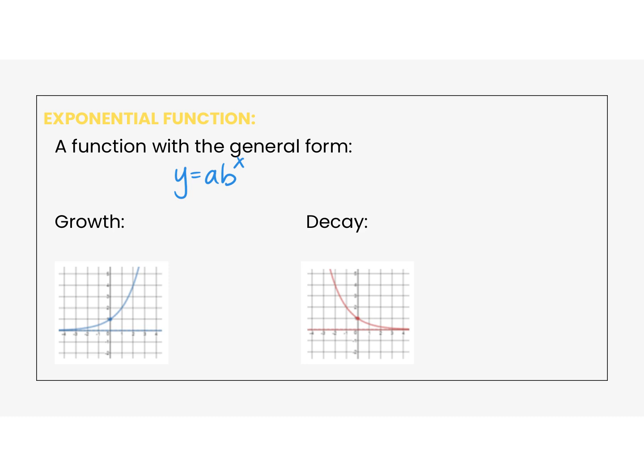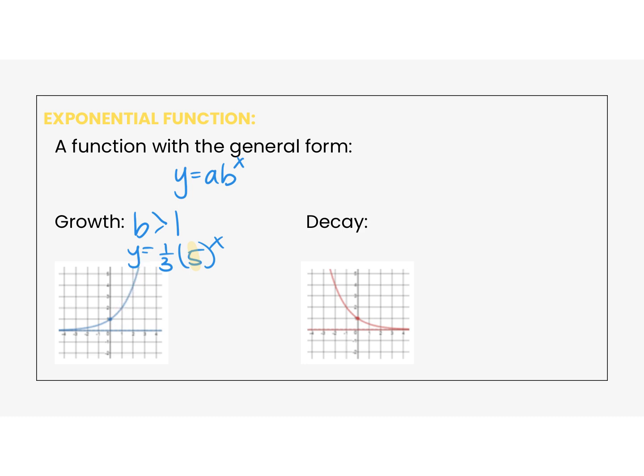So growth, it's getting bigger. So our b value has to be greater than 1. So for example, we could have y equals 1/3 times 5 to the x. But this 5 is what's important. So that is greater than 1. And our graph looks like this, where we're increasing exponentially.